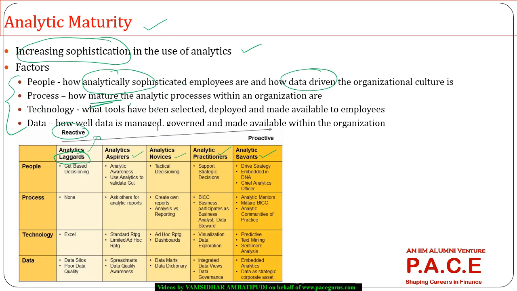What are the different kinds of processes they are using? Right from data collection to analysis to reporting, etc. Then analytics is heavily driven by technology, because to process large volumes of data, the manual way of doing things is not sufficient. So there is a heavy reliance on technology.